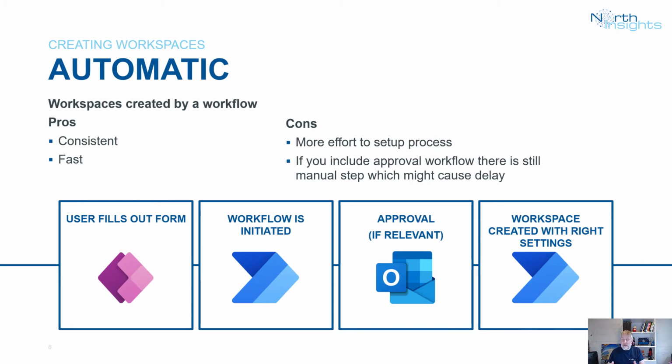The way I see this kind of automated process is that you will have some kind of a form that the user will fill out. When the user has filled out the form, a workflow is initiated. That workflow will, in most cases, write at least some kind of a record of what's going on. Then it will ask for approval if that's relevant, and it could be more than one person, it doesn't have to be just one. And then, if the approval is given, it will create the workspaces with the right settings.